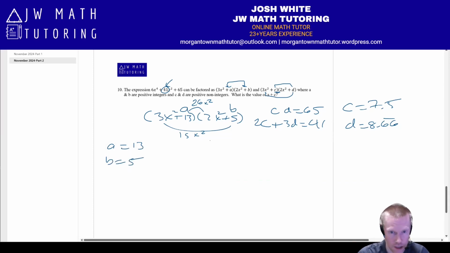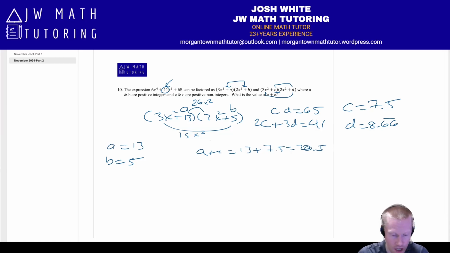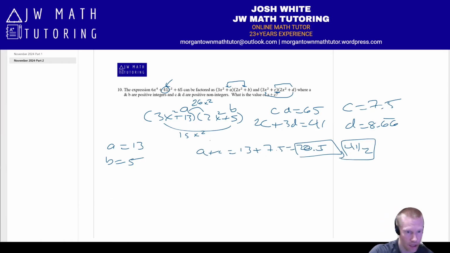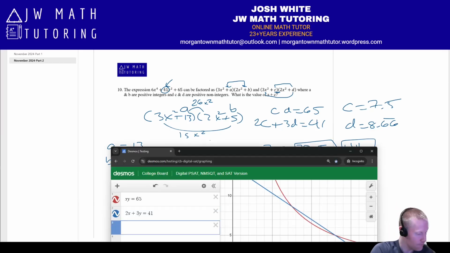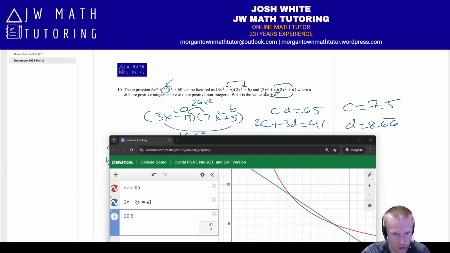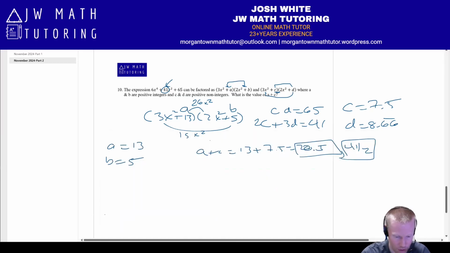So what is A plus C? Well, A plus C is 13 plus 7.5, which is 20.5. So the correct answer, you could fill it in as 20.5. You could also fill it in as 41 over 2 as well. Just let's see here, 20.5, just to confirm. Yep, 41/2, another also acceptable form.